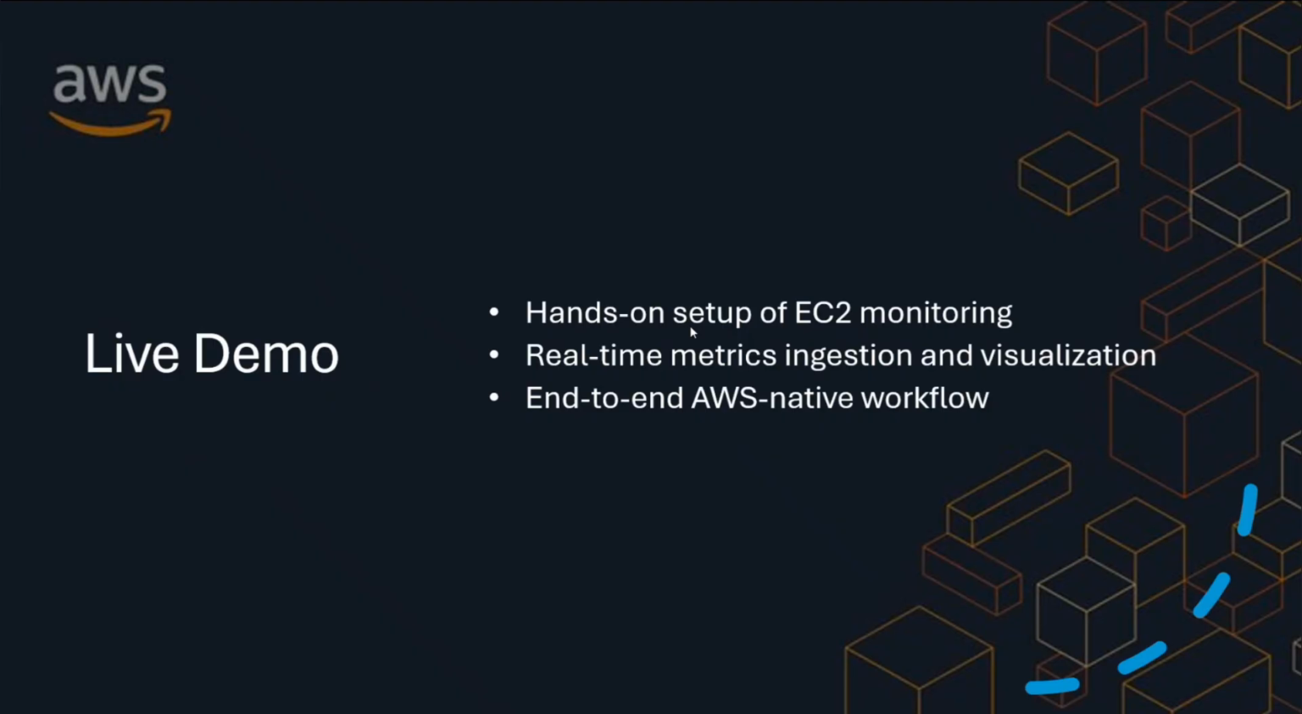Now that we understand the architecture and components, let's bring it all together in a live demo. I will walk you through launching an EC2 instance, installing Node Exporter and the Prometheus agent, configuring AMP and Grafana, and visualizing real-time metrics. This hands-on walkthrough will show you how simple and powerful AWS native monitoring can be.